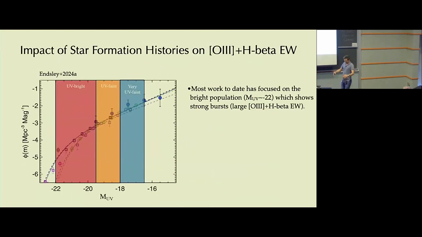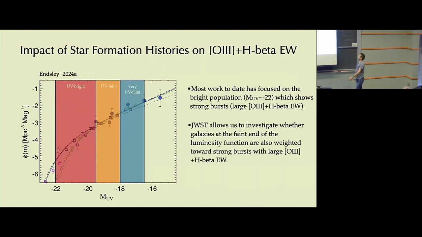Okay, so with these data sets, we can now try to take the next step and look at the distribution of star formation histories across the luminosity function, right? So most work to date looked just at the bright end of the luminosity function, the bright population, which showed these strong bursts were quite common, the large equivalent width oxygen-3 emission. JWST allows us to investigate whether galaxies at the faint end of the luminosity function are equally weighted to these strong bursts, these large equivalent width line emission, right?